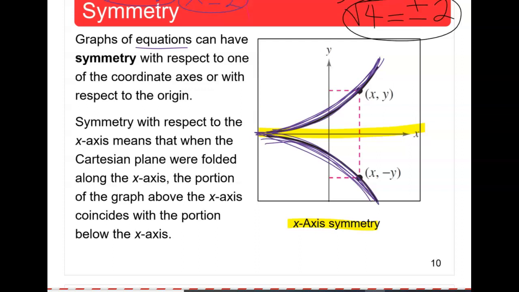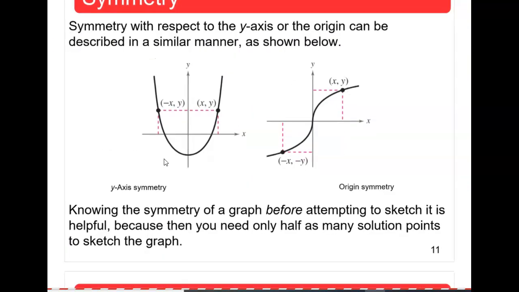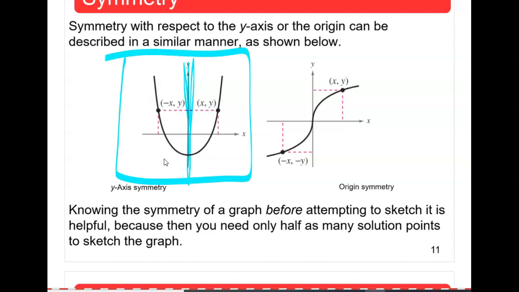The next one will be symmetry with respect to the y-axis. So if this was a piece of paper again, and we were to fold it in half along the y-axis, then we could see how this side will overlap with this side. Or if this was a mirror that was vertically there, you could see the reflection of one on the other. And this is y-axis symmetry.